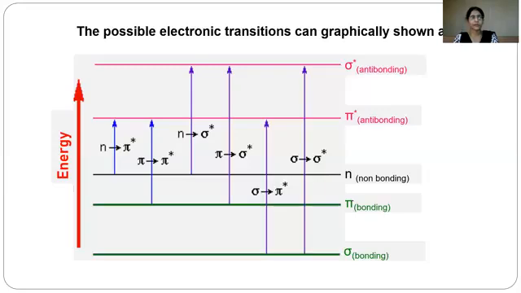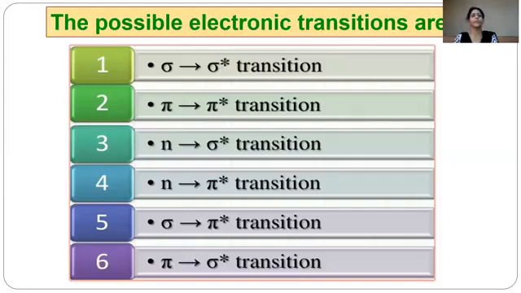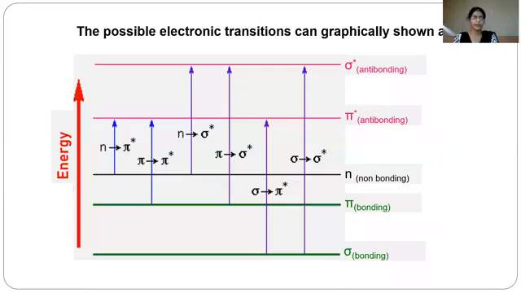On the basis of these different energy levels, we can say there are 6 types of electronic transitions possible in the molecule. Sigma to sigma antibonding transition, pi to pi antibonding transition, N to sigma antibonding transition, N to pi antibonding transition, sigma to pi antibonding transition, and pi to sigma antibonding transition. 6 types of transitions are possible on the basis of this diagram.